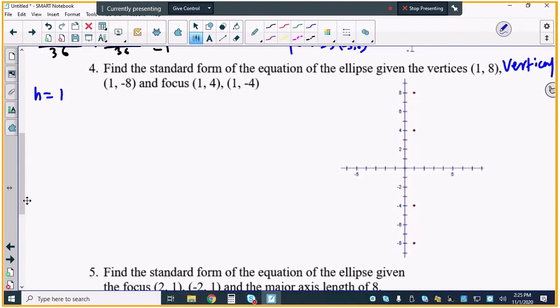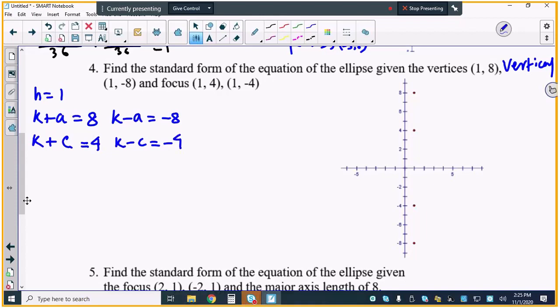And what am I supposed to understand? Vertices are k plus a. k plus a is 8. And foci are k plus c, and that is equal to 4. Whereas k minus a is equal to -8, and k minus c is equal to -4.